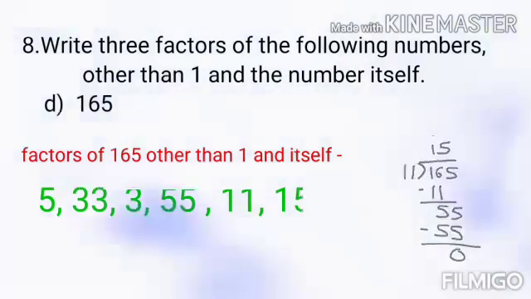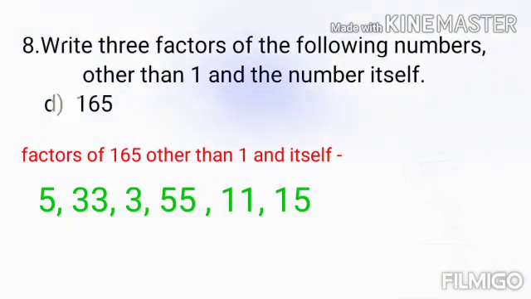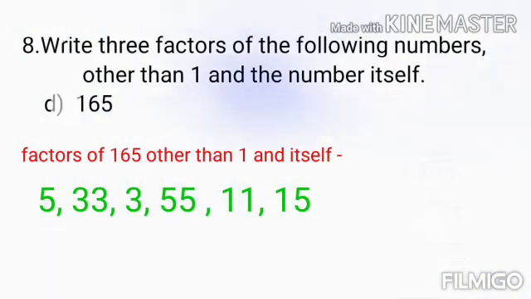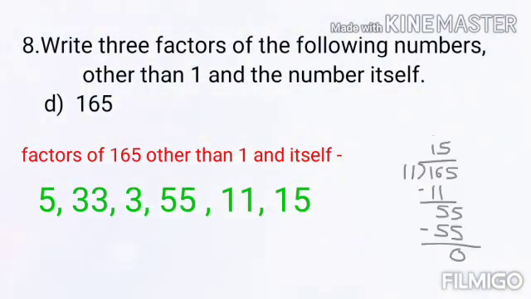Then again it is divisible by 11. So we will divide it and find out the answer. The quotient is 15 here. So that also we will write, 11 also, 15 also. Here it was written to find 3 factors, but I have shown you more than 3 factors. So among those you can write any 3, no problem.